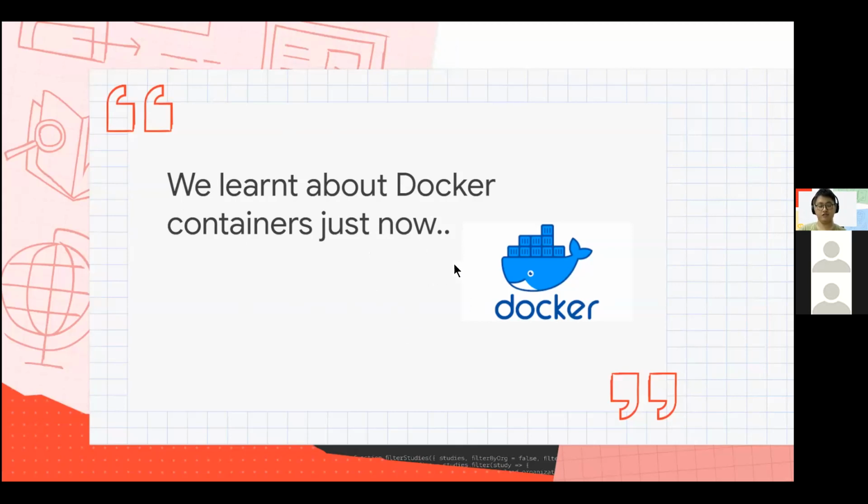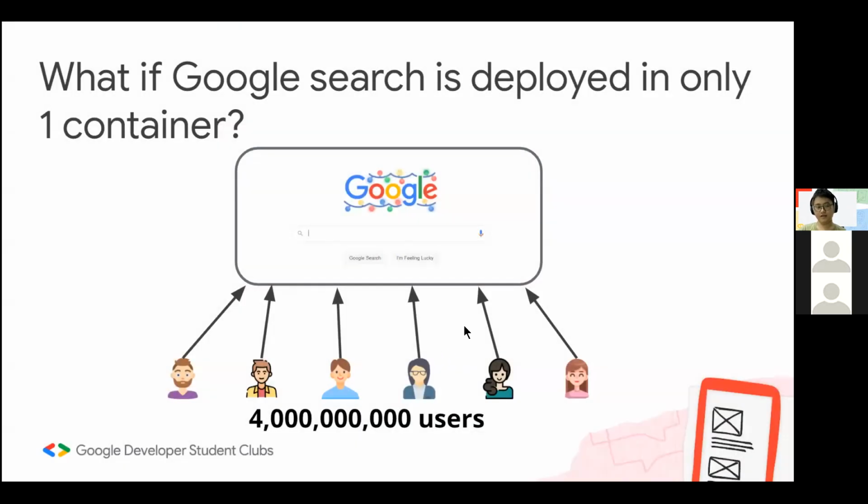And what I'm going to teach for Kubernetes is very closely related to Docker containers. Okay? So let me ask you this question. What if Google Search is deployed in only one container? So just now, Jay-Ho has gone through the Docker container exercise. What if Google only deployed Google Search into one container?